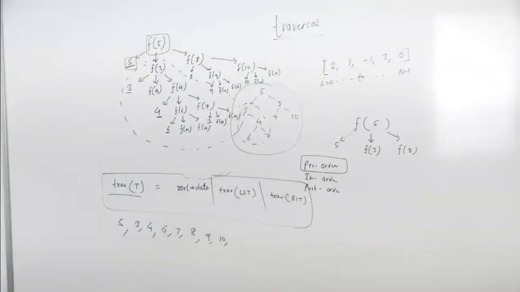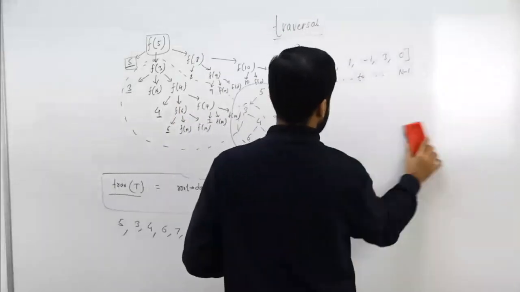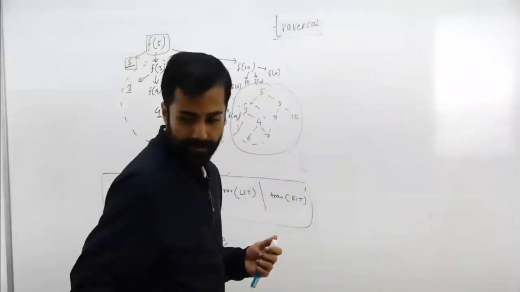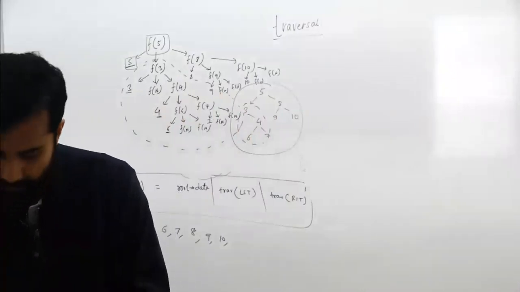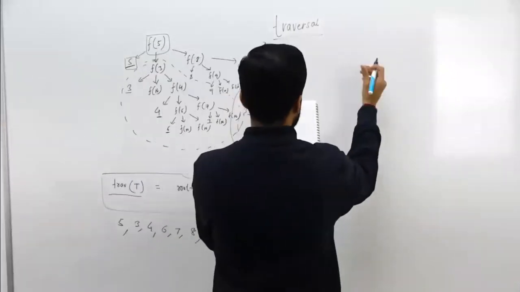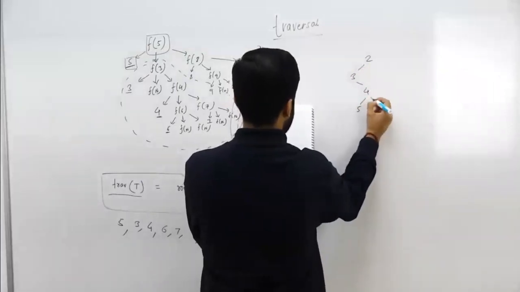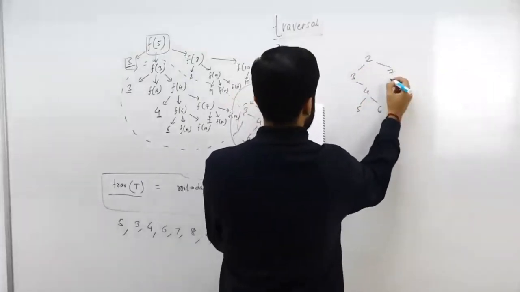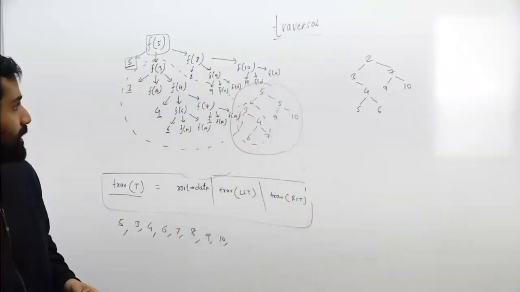So if I give you any random tree and ask you to figure out its pre-order traversal, can you do that? You should be able to do that. Okay, so let's take a tree for example. Let's say I'm going to give you 2, 3, 4, 5, 6, 7, 9, and 10. Tell me the pre-order traversal of this tree.